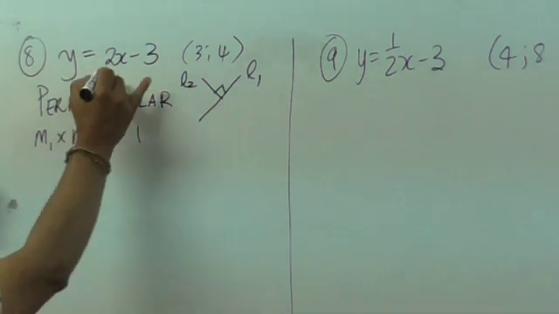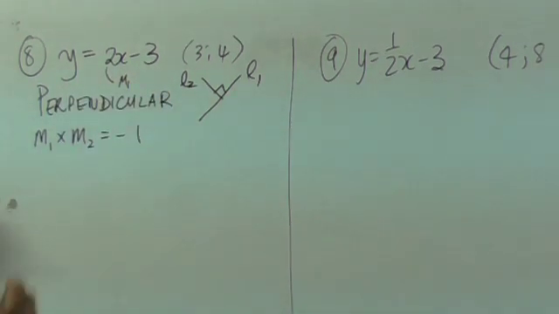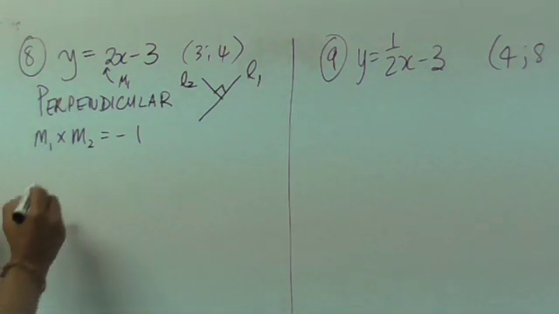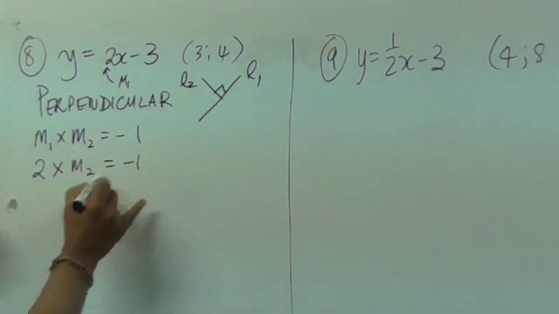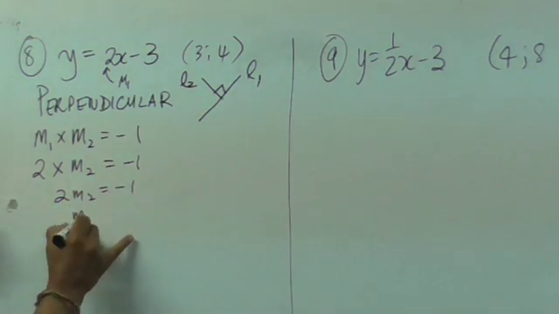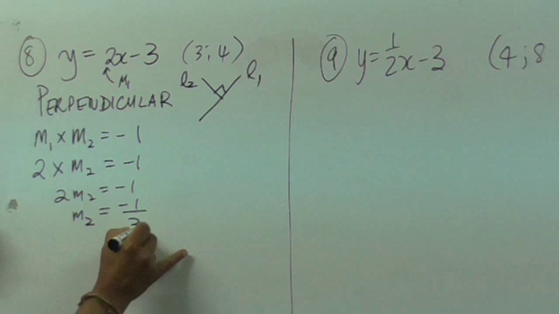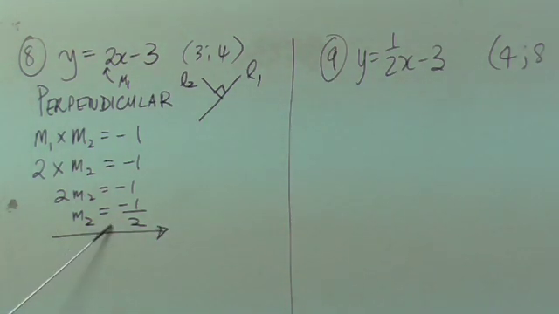So let's call this one M1. And we're going to have a new line, and the new line will be M2. So what is M1? M1 is 2, times M2 is equal to negative 1. 2 m2 is equal to negative 1. m2 is equal to negative 1 divided by 2. So you have found the gradient. The gradient is negative half.